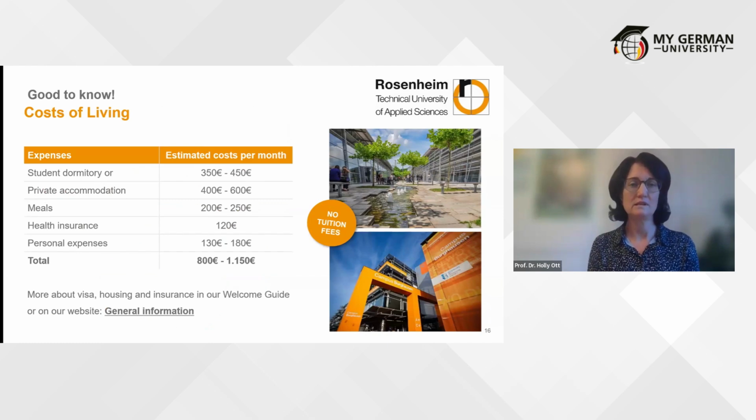And this is roughly, I might say it's a little bit on the low side now because prices have been increasing all over the world, including Germany. You would look for accommodation in Rosenheim, you'd have to pay health insurance and your meals and personal expenses. So you're probably looking at over 1,000 euros per month for your living needs and for student fees.